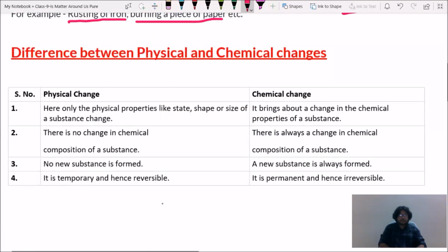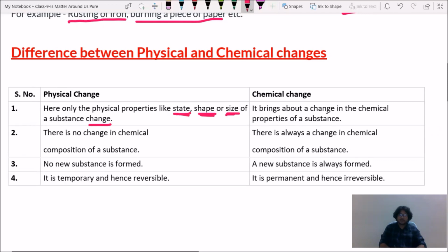Number 1. In physical change, only physical properties like state will change, the shape of a body will change, the size of a substance will change. Apart from state, shape, size, nothing will change.